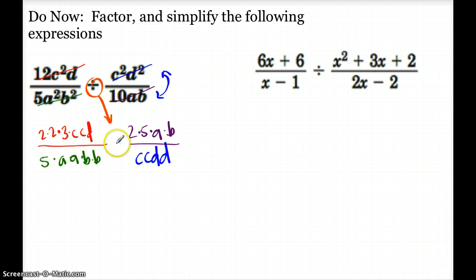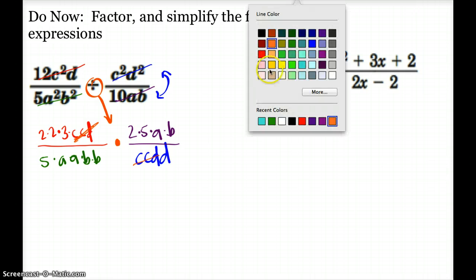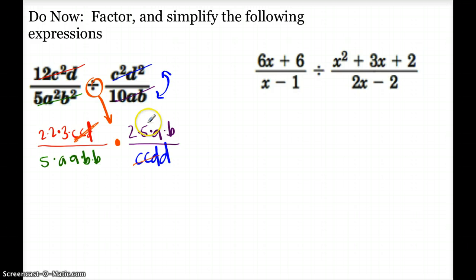Division turns into multiplication. Since division turned into multiplication, now we can cross things out. 2 C's and a D, those can go away. Let's change this color so we can identify it a little better. I see a 5 and a 5. See an AB and an AB. I think that's it. I don't see anything else.